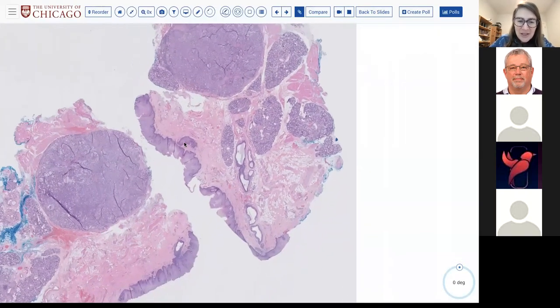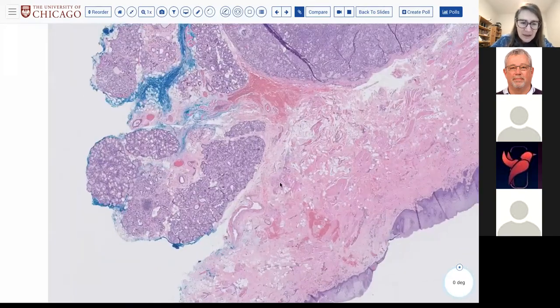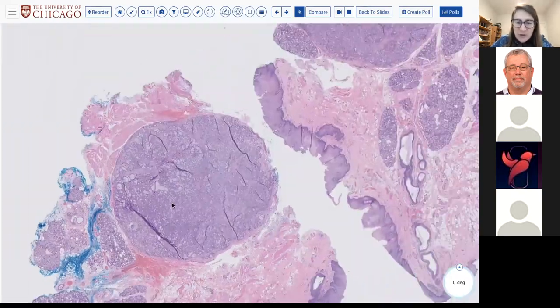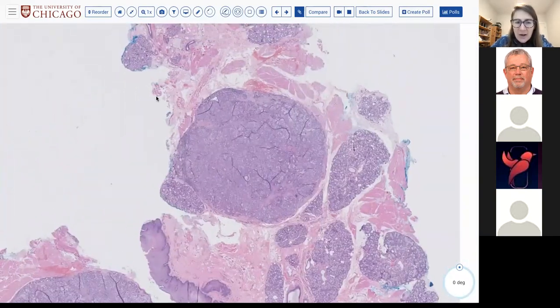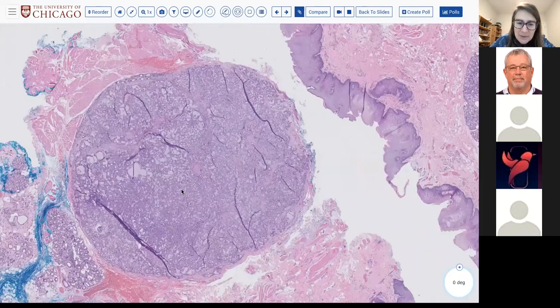Okay, so another shaved biopsy of palate. Again, showing some salivary gland of palate, mostly mucinous, and now showing this circumscribed lesion amidst the salivary glands. So as we said before, invasion is always helpful for malignant, but both benign and malignant can be circumscribed, right? So let's see what's going on with this.